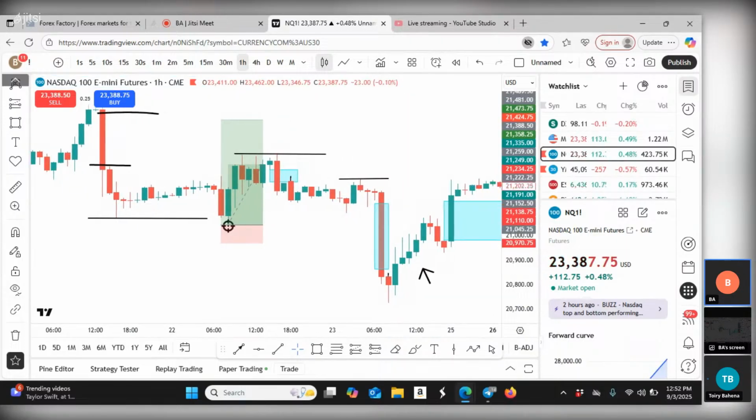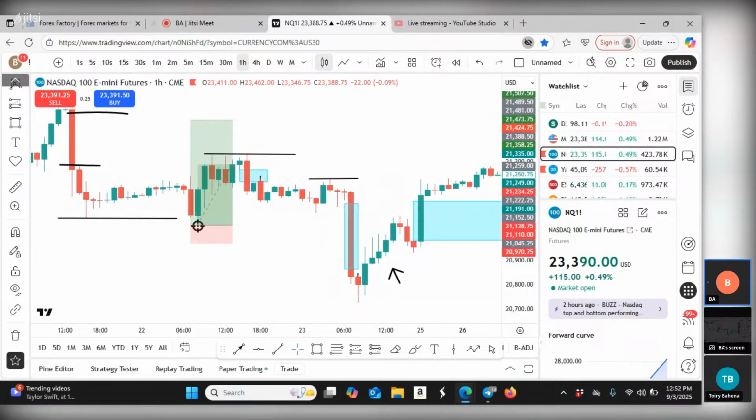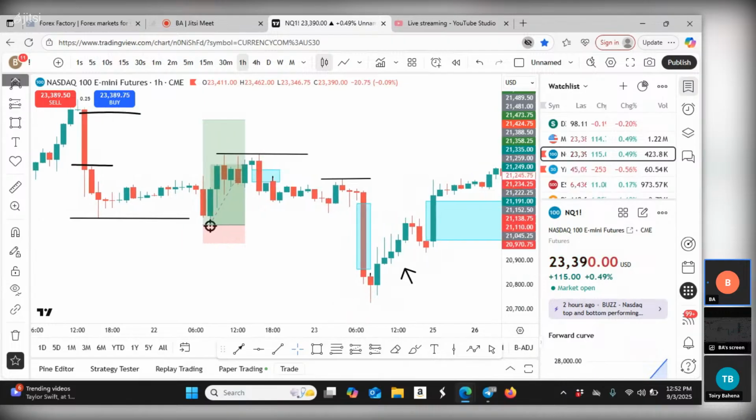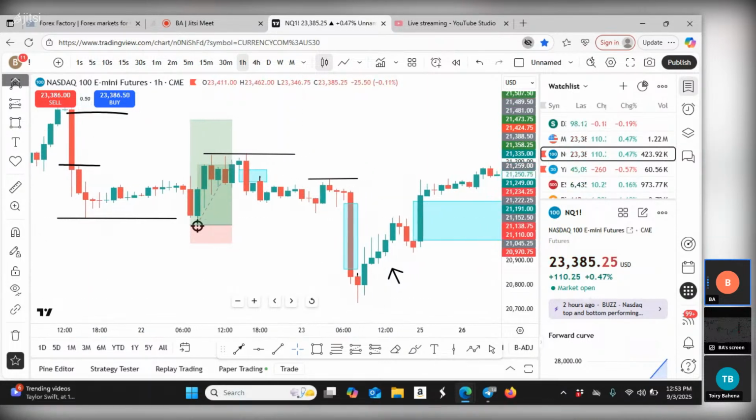Let's see, can price get up there? Look left to get right. We are predicting the future. Where the money is. That's what you gotta ask yourself.